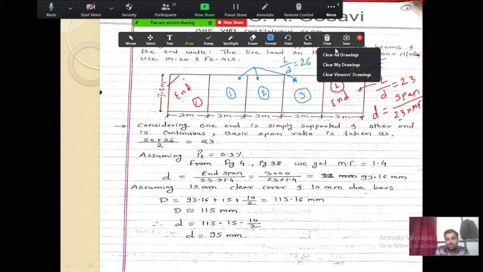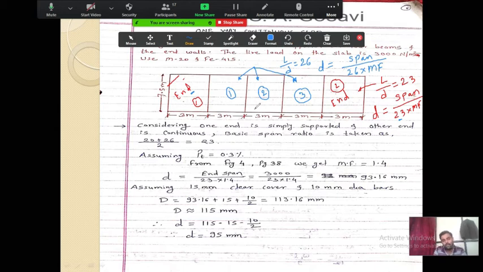In the exam, if they don't specify for which span you need to design, then you can design for the end panel or for the intermediate panel. But if they specifically ask you to design the end panel of the following one-way continuous slab, then you should design the end panel. If they tell you to design the intermediate panel of the following one-way slab with these details, then you should design the intermediate panel. For the intermediate panel, remember this, you should take 26, and for the end span you should take 23.